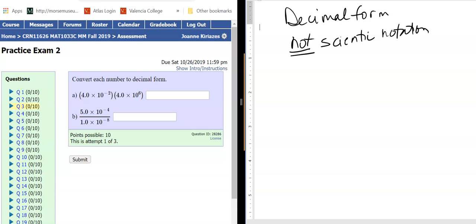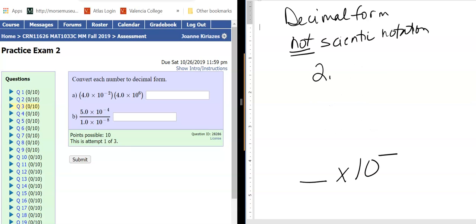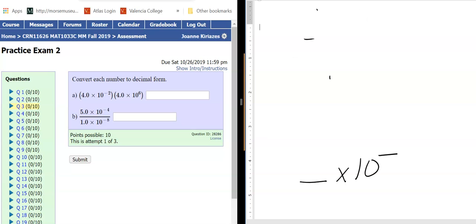So decimal form would be like 2.3698 or 12.52 or 363.454. Those are all decimal notation, whereas scientific number notation is always something times 10 to the something. So they don't want it in scientific notation. They want it just as a plain old number. Okay? Well, then use your calculator. What do you have it there for? Let's get it out and try it.